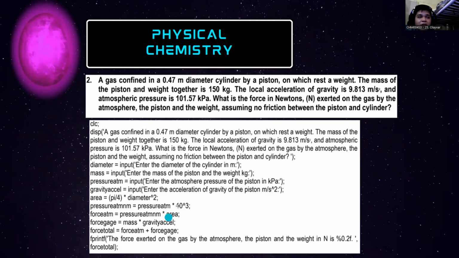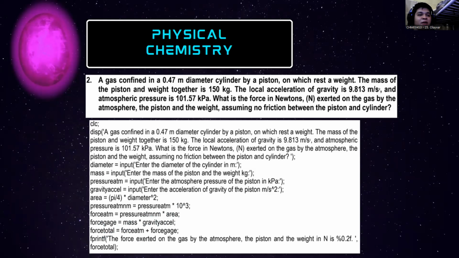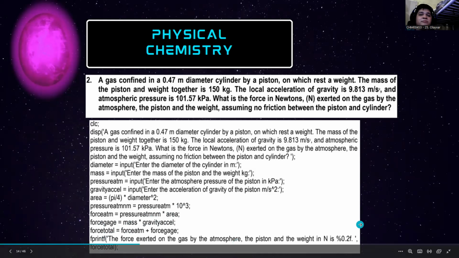times the area. And after that, we will get the force on the gauge part using the mass times gravity acceleration. And after that, we will combine the atmospheric force and the gauge force to get the total force. And after that, it will display the result that we needed.